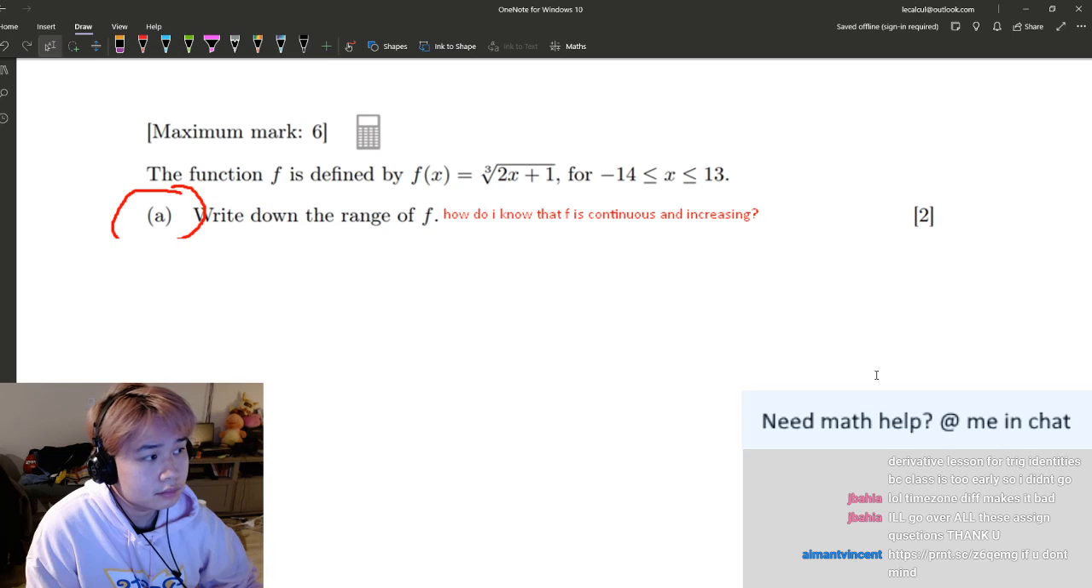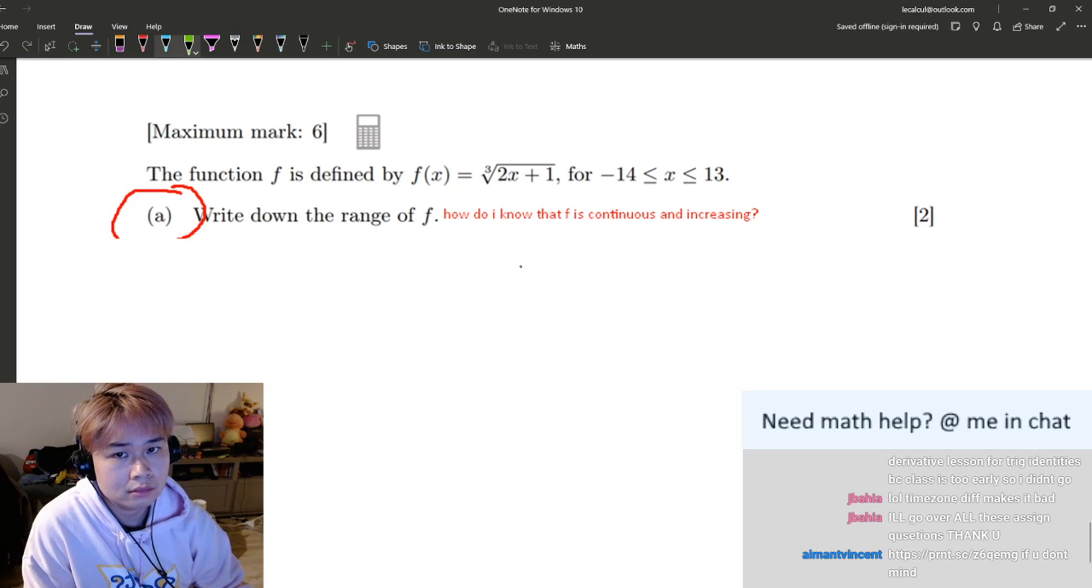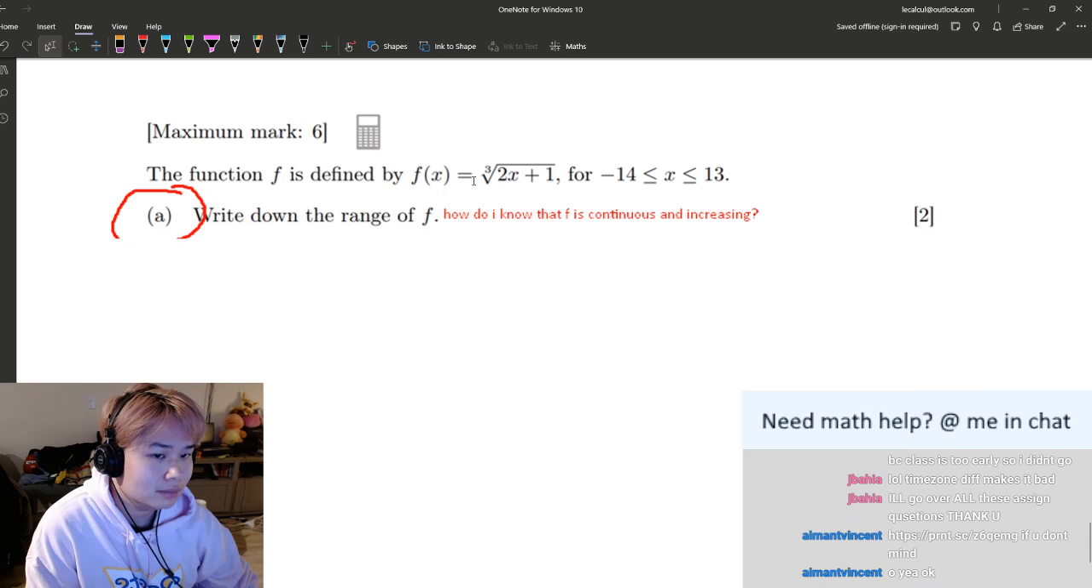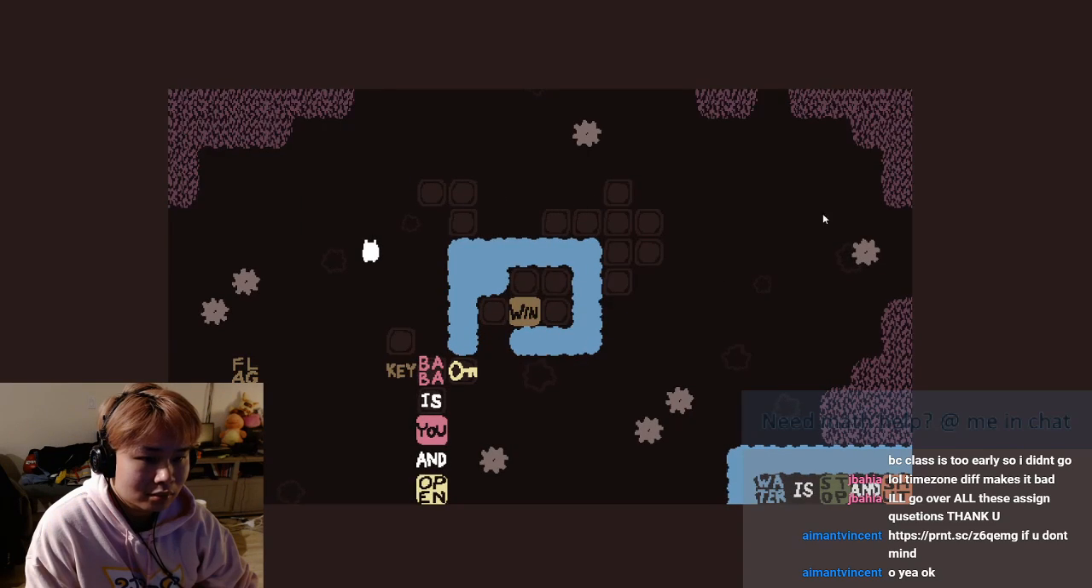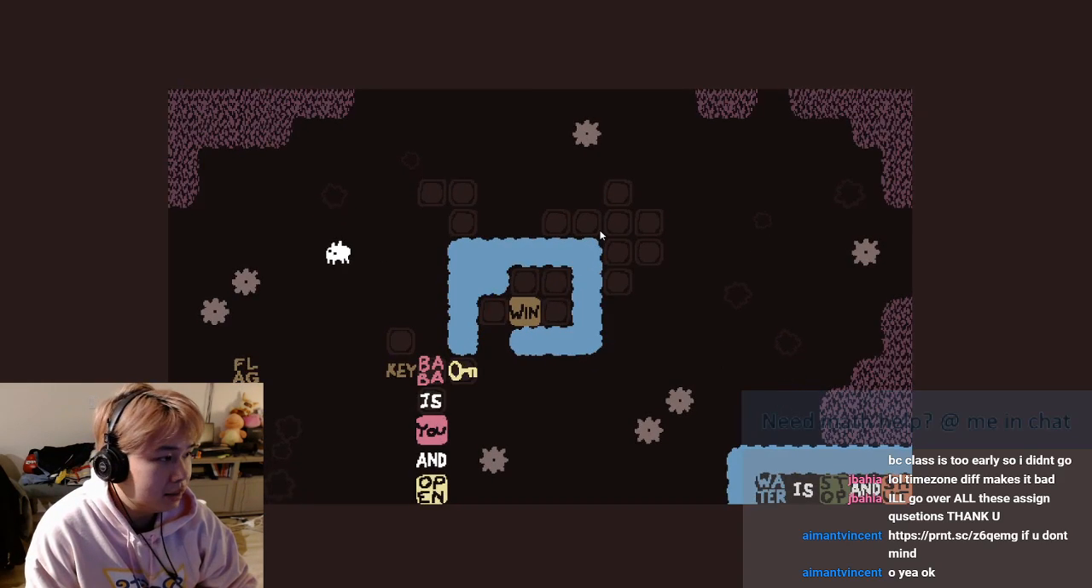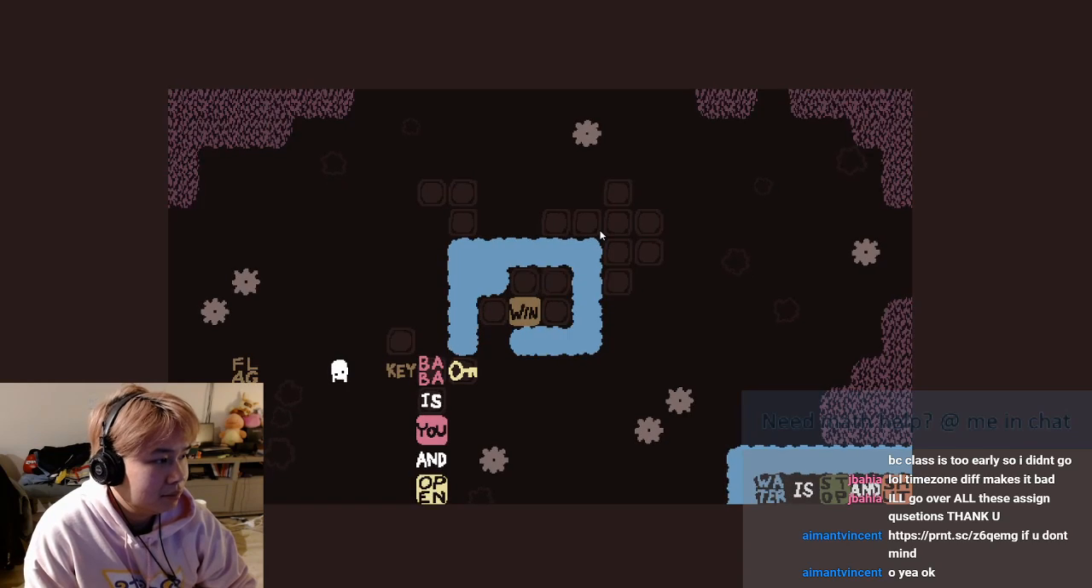Okay. So we need to find... This is a GCD question. So you can just graph this. And then you just look at the range for this specific domain. Ugh. Okay.